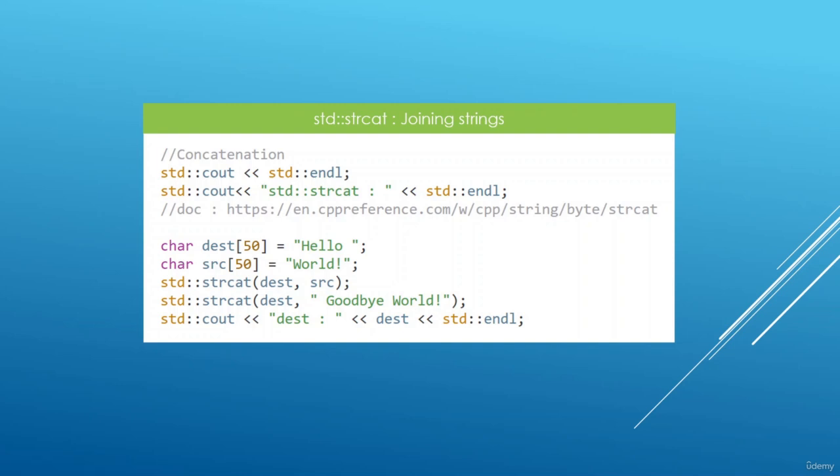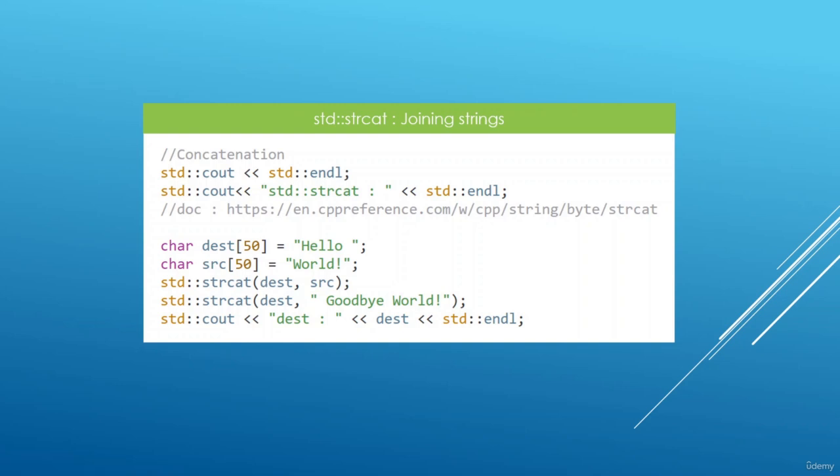Okay, so we can concatenate strings using the syntax like this. We're going to say std::strcat. We're going to say the destination string, and we're going to say the source string we want to copy from. Okay, so after we do this, the destination is going to contain these two strings joined together.